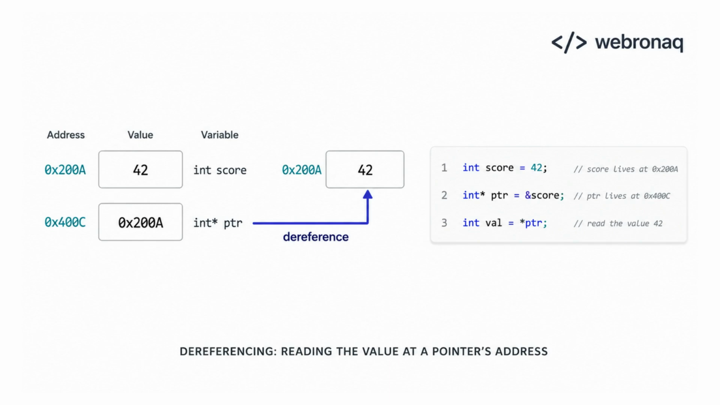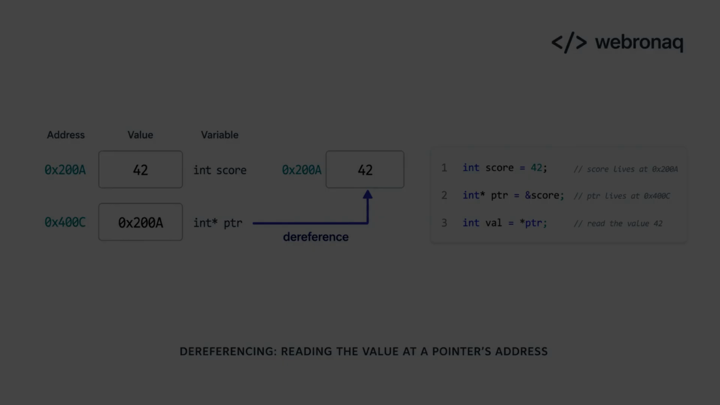Step by step, ptr contains 0x200a. The program goes to that address. It finds 42 sitting there. That value is what gets assigned to val. One address, one read, one value. And that simplicity is what makes pointers so powerful, as we will see next.